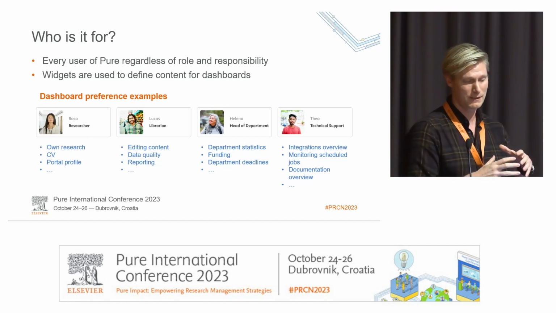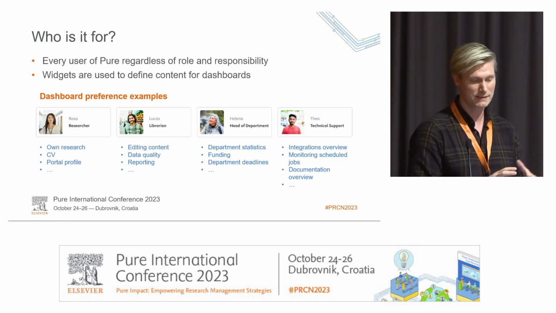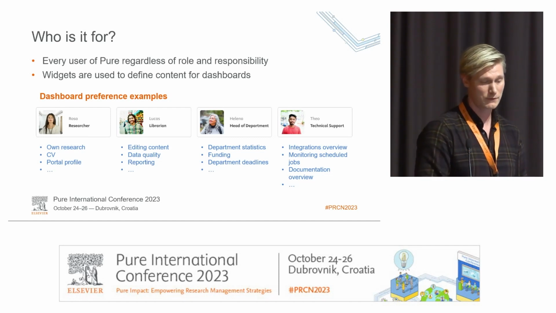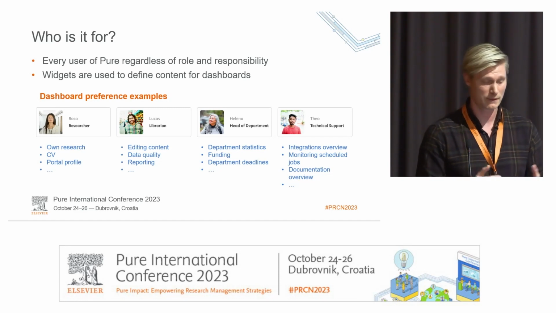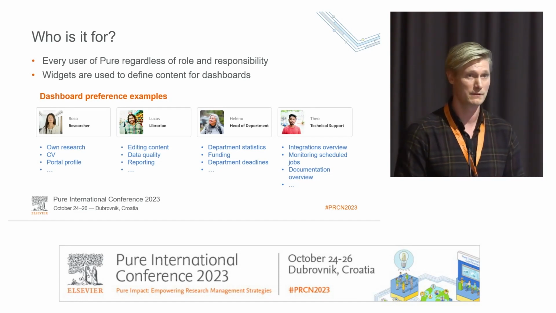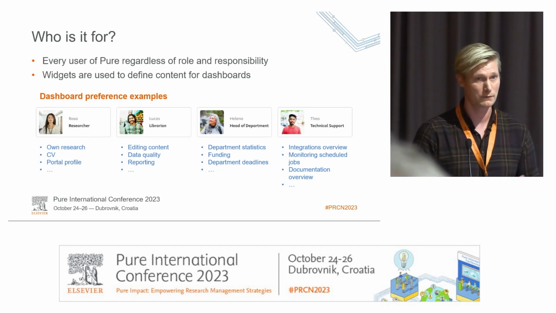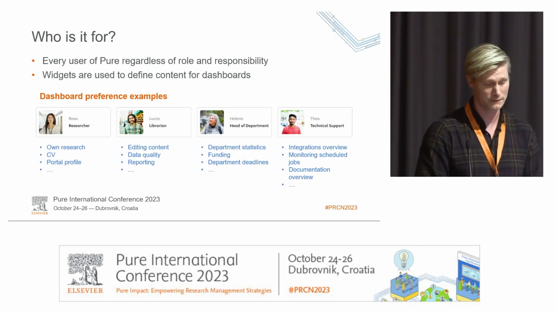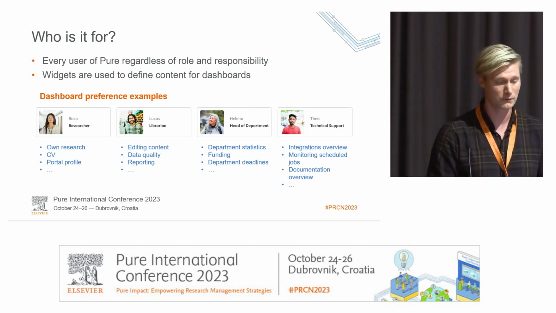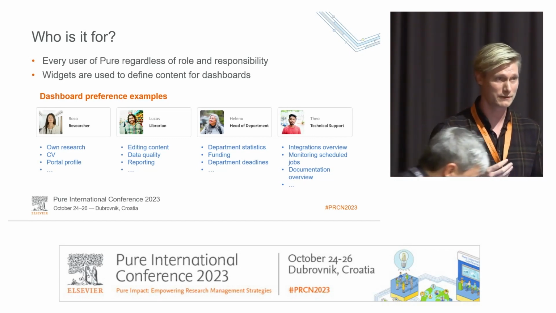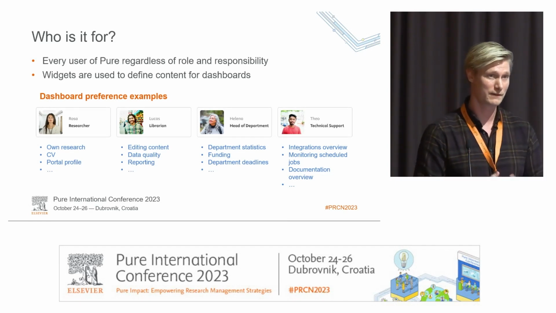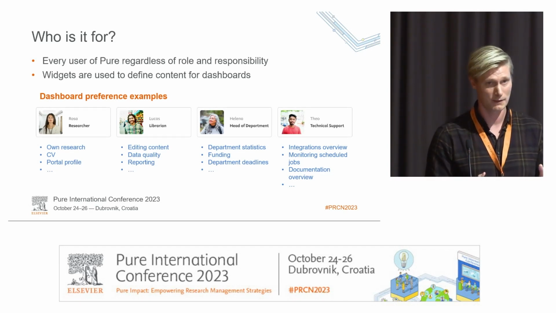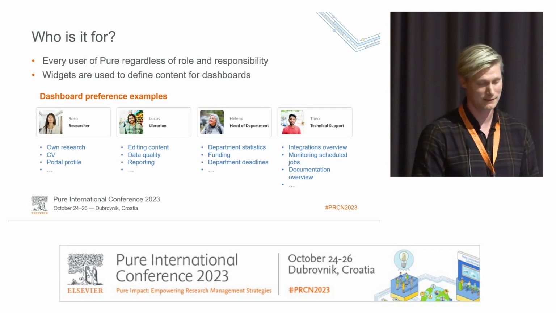The key to this is actually the different widgets that go into a dashboard. It is what defines a dashboard. One example could be Rosa, our researcher. She would probably prefer a dashboard that holds some of her own research, maybe a CV or her portal profile, things related to her and her research. Lucas, the librarian, would probably prefer something with regards to editing, maybe something that his or her colleagues are working on. Data quality could be reporting. You probably get the idea.